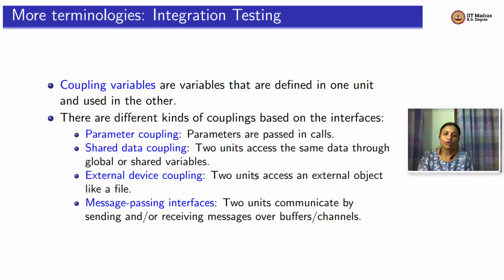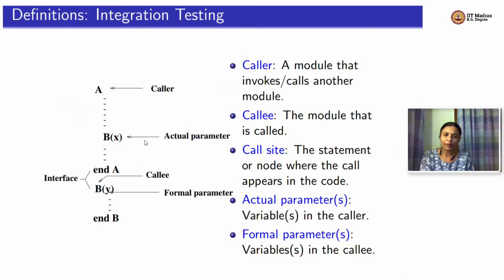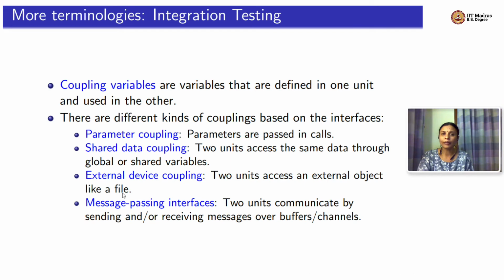So now what we say is this actual parameter here, X, is coupled with its formal parameter Y. So what is a coupling variable? A coupling variable is a variable which is defined in one unit and used in the other. It is typically a part of call interfaces, but there could be other ways of coupling also. Coupling variables are variables that are defined in one unit and used in the other.